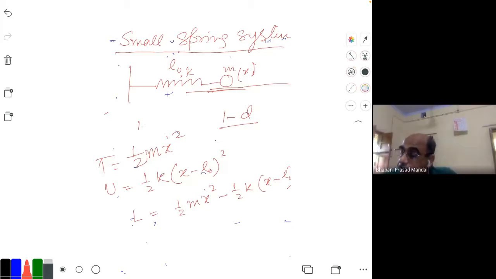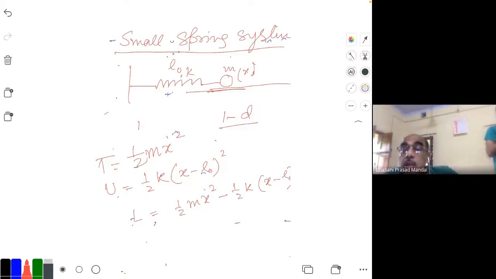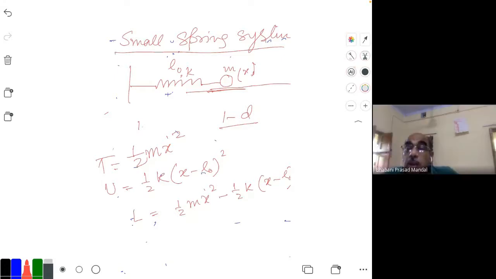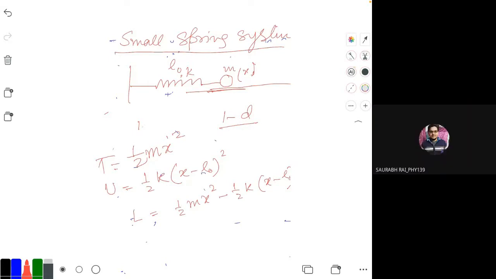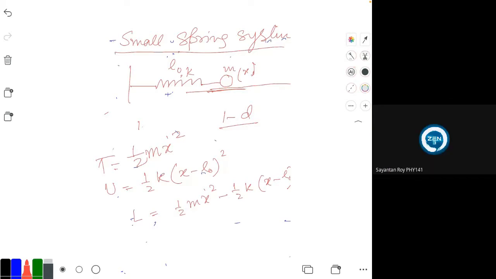Math or physics? Sir, physics, P1 batch. 068. Okay, Ravikant, 136. Yes. Then Sakshi, 180. Yes, sir. Saurabh, 139. Yes, sir. Then Shayan, 182. Yes, sir. Shayantan, 141. Yes, sir.